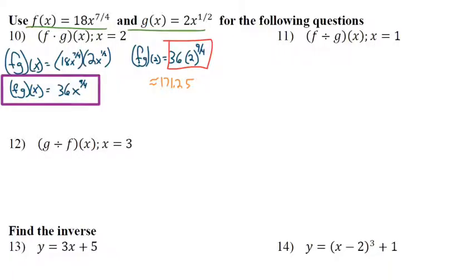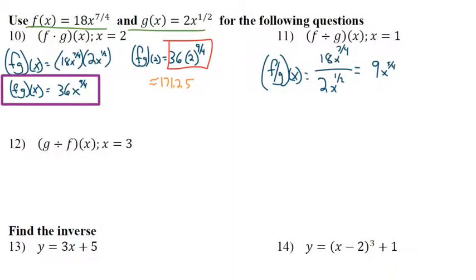All right, number 11. Same idea, except we're going to divide this time. So f divided by g of x. We'll put the f on top, that's 18x to the 7/4. Put the g on bottom, 2x to the 1/2. And this time, instead of adding, we're subtracting our exponents. 18 divided by 2 is 9. And then we'll subtract our exponents. 7/4 minus 1/2 is 5/4.